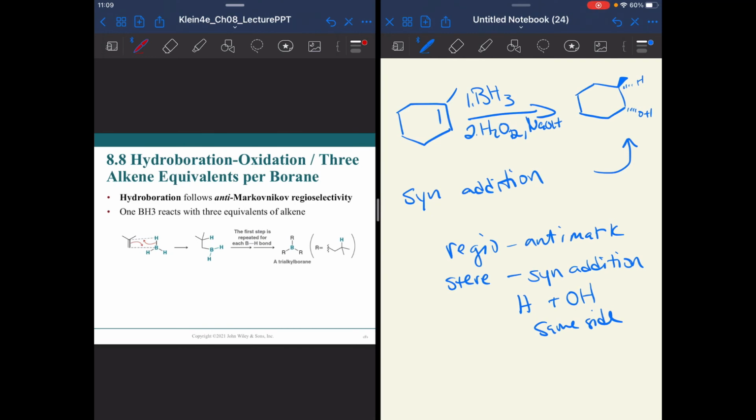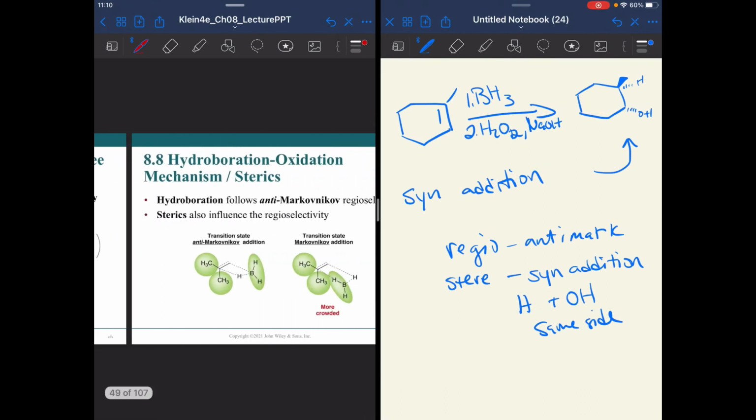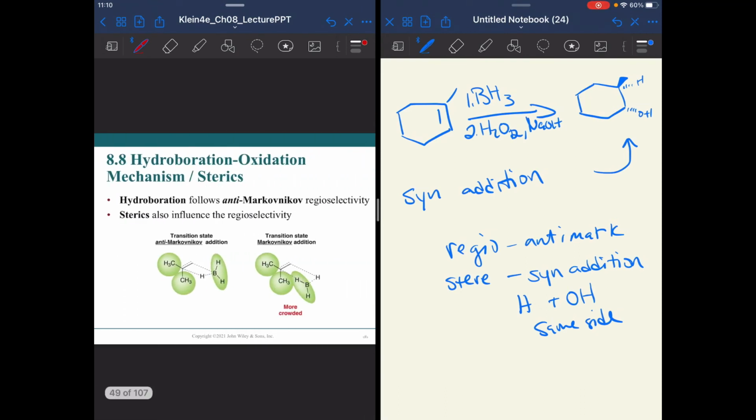Then from there, the H2O2 and the NaOH will go in and knock the BH3 off and replace it with the OH. All this is telling you here is that one boron atom can add three different times. At the end of the day, it all gets kicked off. So it's not too much to worry about there.